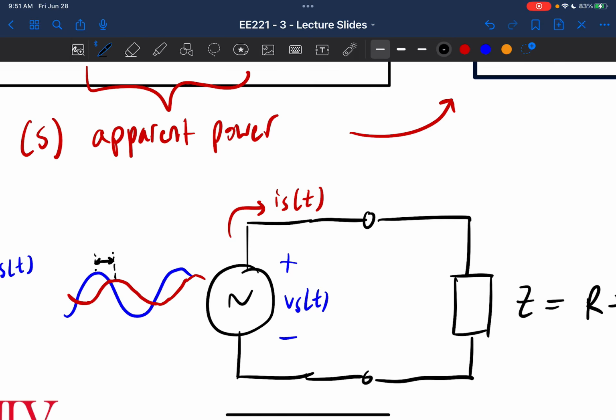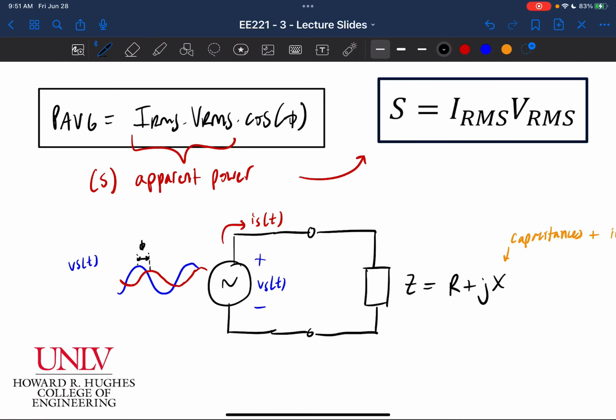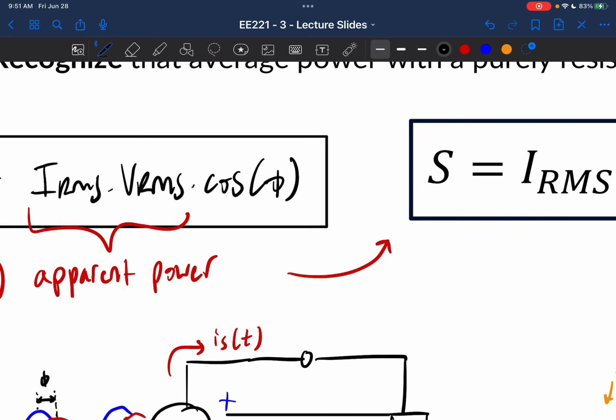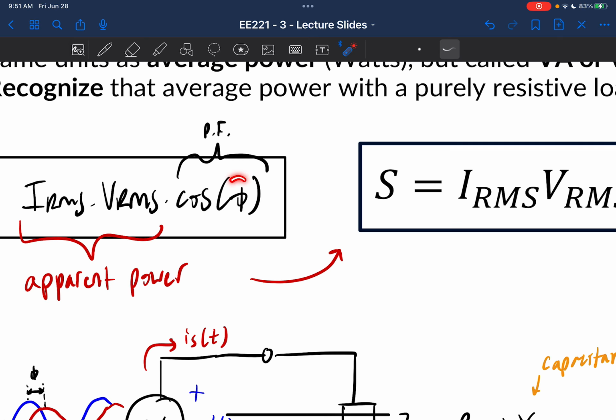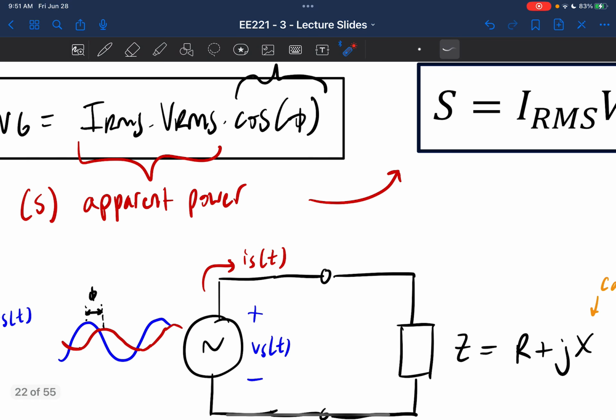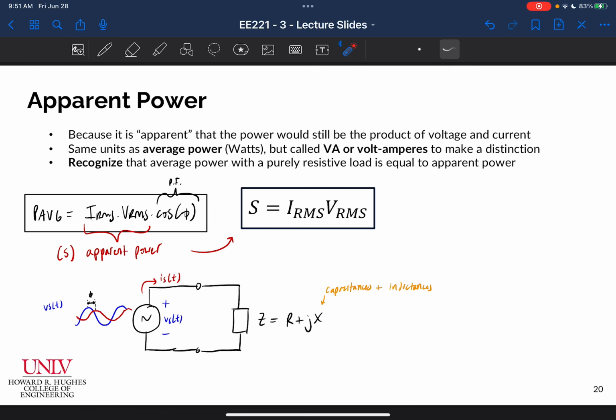There's going to be a phase shift phi between my voltage and my current, and that is how I calculate my power factor, which is this term here. This phase shift is the difference in phase between my voltage signal and my current signal. So we talked about all of this.